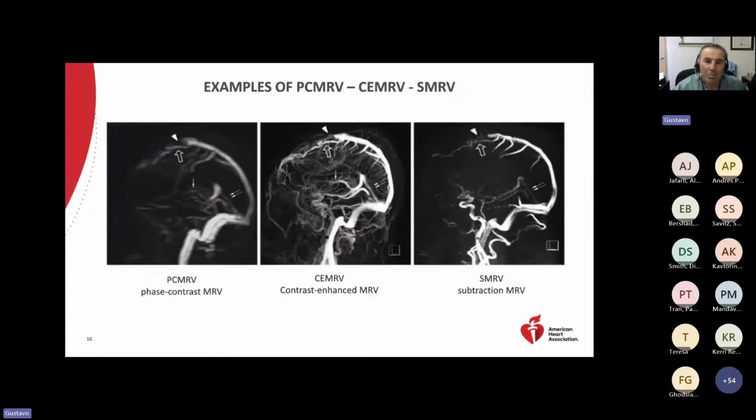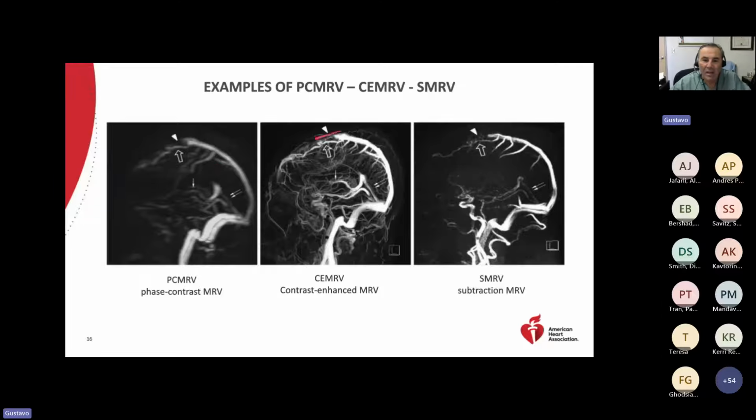So, three examples of different contrast techniques. The phase contrast MRV is one of the strategies that you can appreciate, but when you compare phase contrast with contrast enhanced MRV, meaning that the patient is receiving some contrast, or the subtraction MRV, you can appreciate the difference in the quality of the pictures. So this is in the same patient, a comparison of three different types of venous imaging.